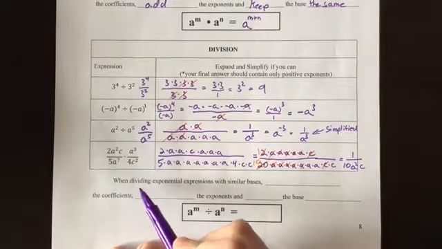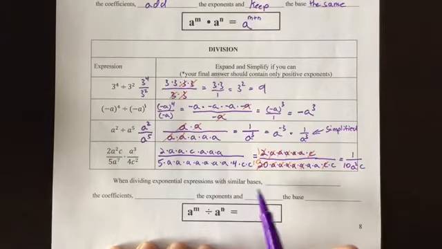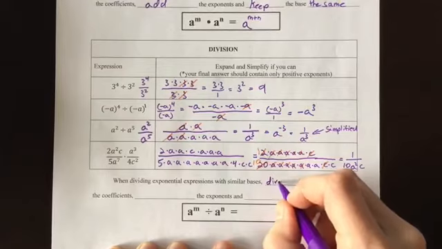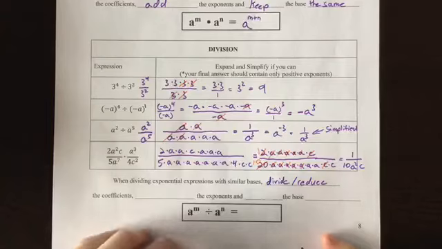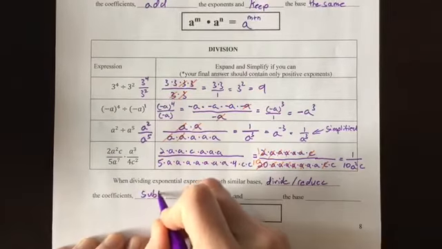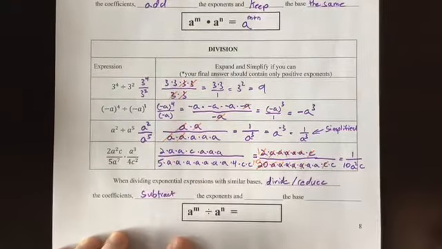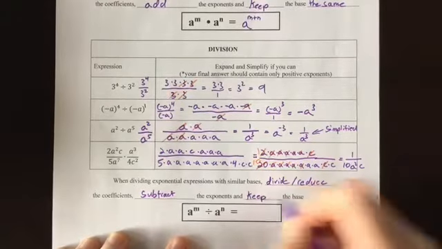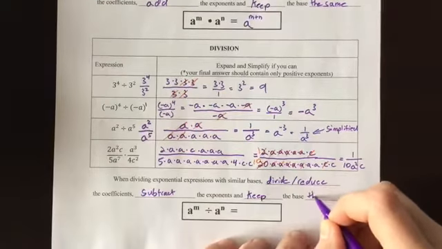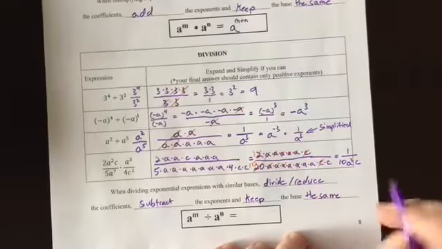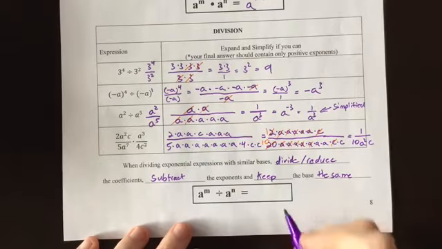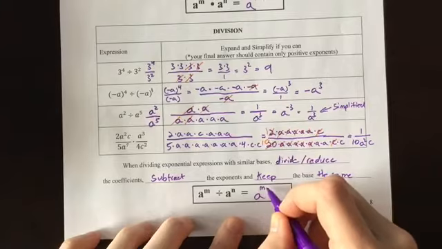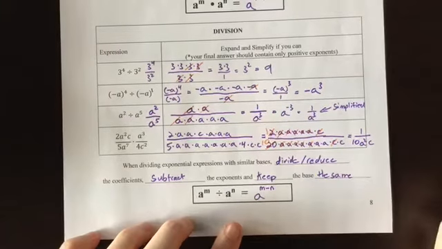So here we go. When dividing exponential expressions with similar bases, we're going to divide, or we can say reduce, the coefficients, subtract the exponents, and keep the base the same. And then down here we have our algebraic example: A to the M divided by A to the N. Well, that's going to be A to the M minus N power.